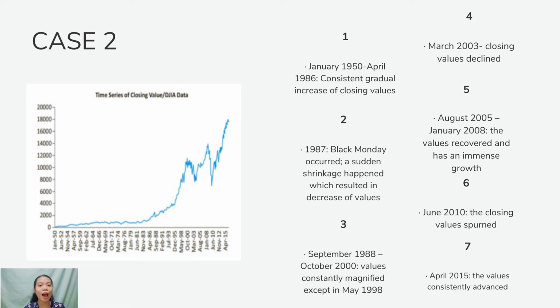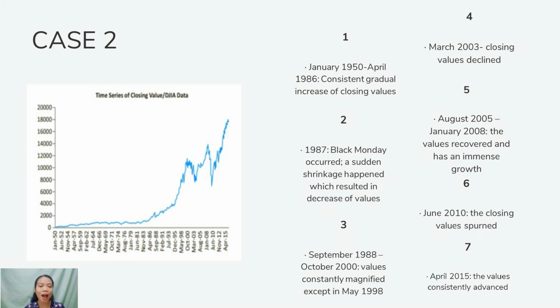As can be seen in the graph, there is a consistent gradual increase from January 1950 to April 1986. However, due to Black Monday, which refers to a large and unexpected stock market crash that occurred in 1987, a sudden shrinkage happened, resulting in a decrease of values. By September 1988, the values constantly increased through October 2000, with the exception of May 1998, and declined again in March 2003. In August 2005, the values recovered and exhibited immense growth until January 2008, but dropped in June 2010. After the values depreciated in 2010, it consistently advanced and swung to its peak in April 2015.